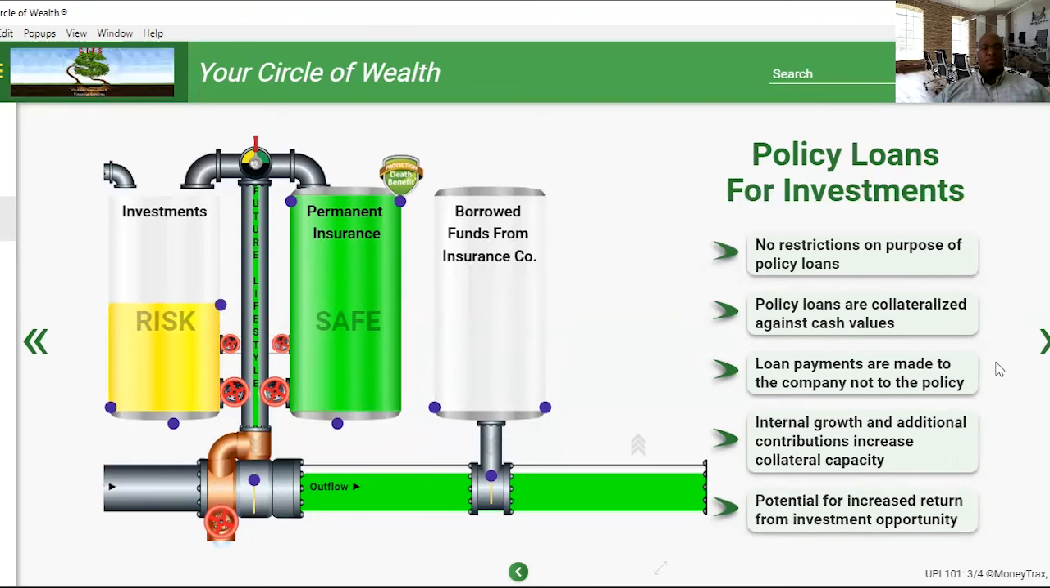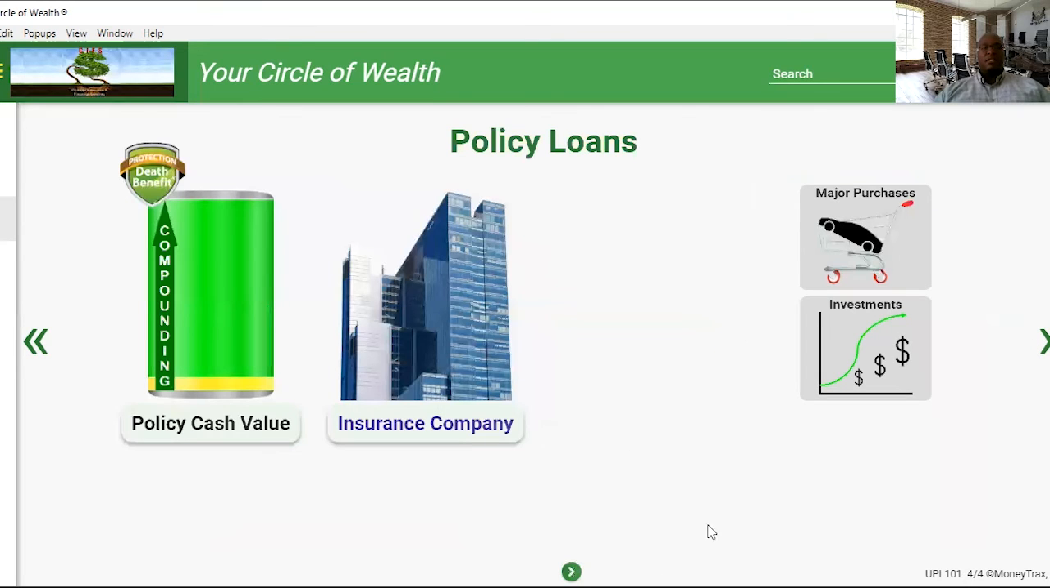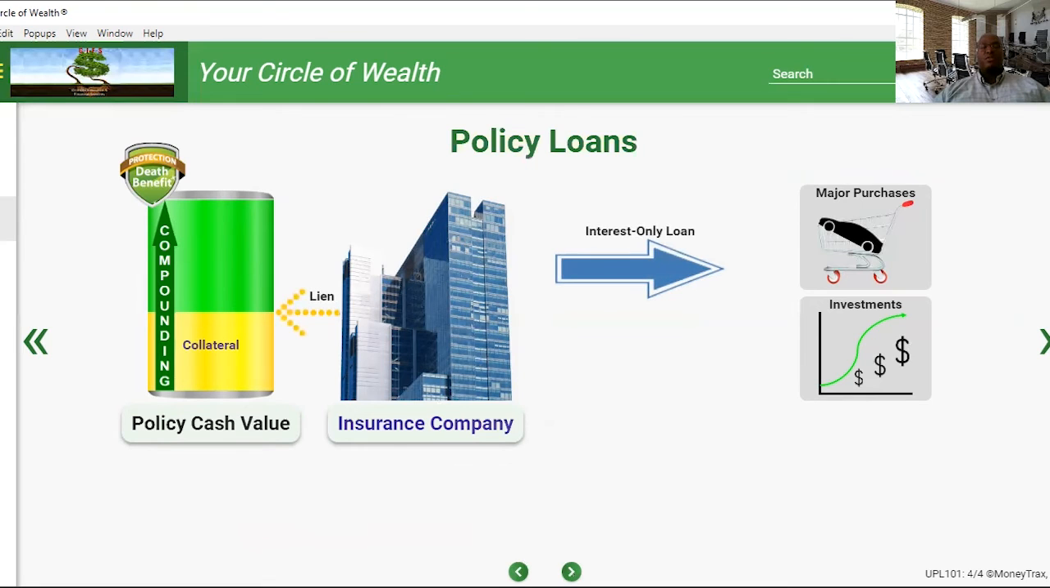All right, so we're going to look at potential for increased return from investment opportunity, because given enough time, and if we've selected well, that will grow as well. So let's look at this now. You've got your policy with huge cash values, you've got the insurance company, and you've got these major purchases you can make, let's say a vehicle or investments. You get an interest-only loan. Now, guys, interest only. Okay, that's all that is charged. You have non-structured payments.